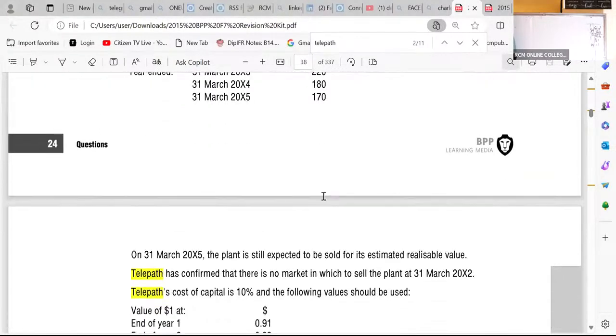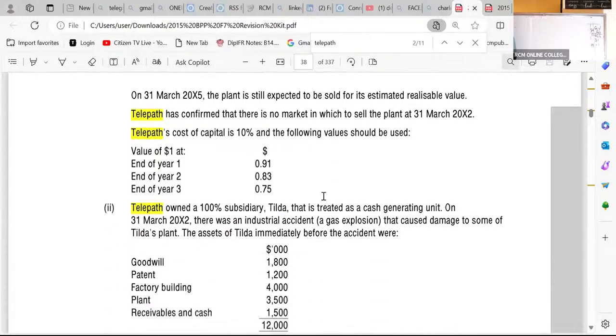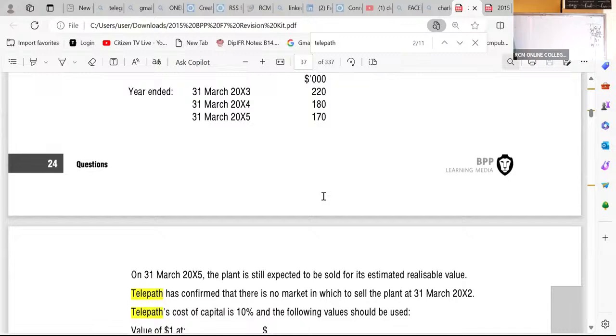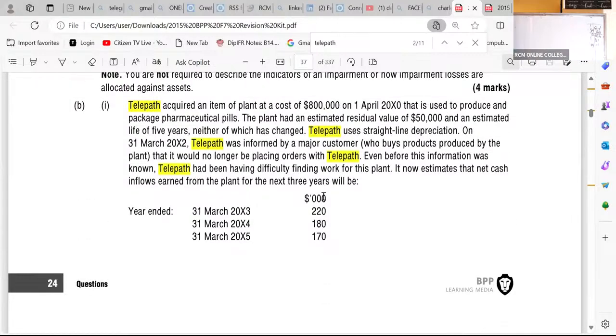So, ladies and gentlemen, for this speed, I want you to move with speed and give me the answer to this. I want to see how you're going to interpret this. You are told Telepath acquired an item of plant at 800,000 on 1st April 2020 that is used to produce and package pharmaceutical pills. The plant had an estimated residual value of 50,000 and an estimated life of 5 years, neither of which has changed. Telepath uses straight line depreciation.